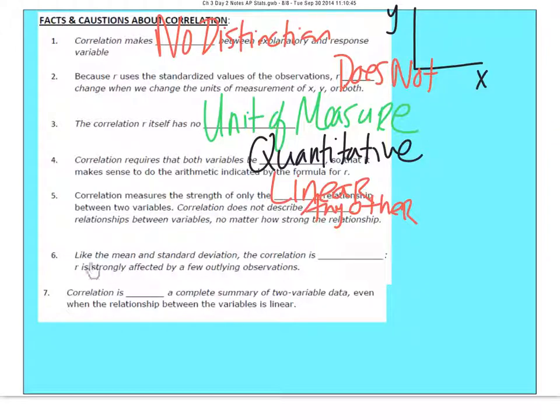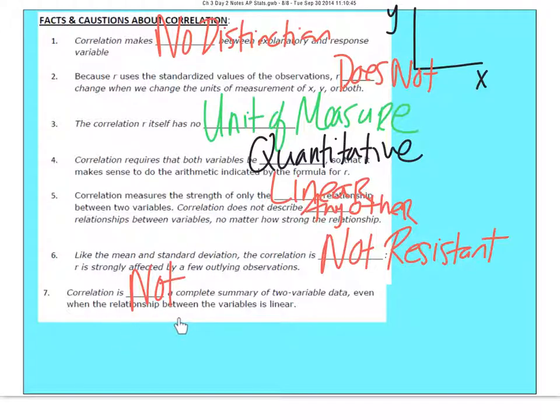Point six, like the mean and standard deviation, correlation is not resistant. We saw, especially when we had an outlier towards the x-axis, it was strongly affected by the outliers. So correlation cannot ward off outliers. It is not resistant to outliers. It is impacted by it. And lastly, correlation is not a complete summary of the two-variable data, even when the relationship between the variables is linear. We do want to address some more components about that that we'll talk about later.